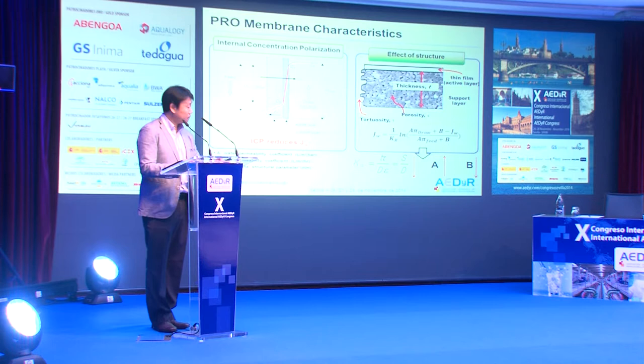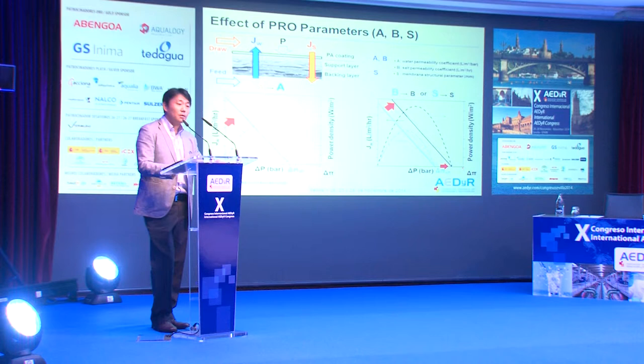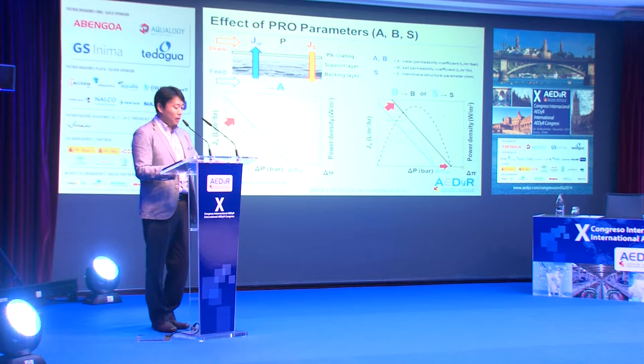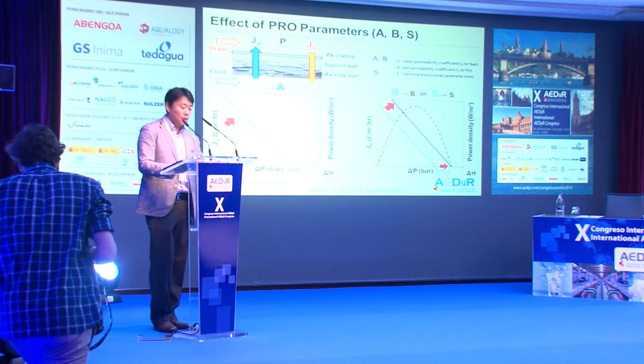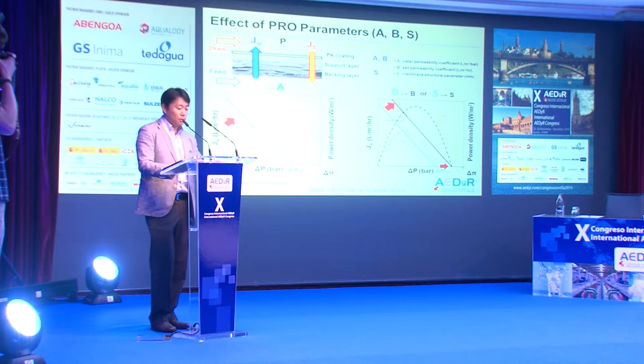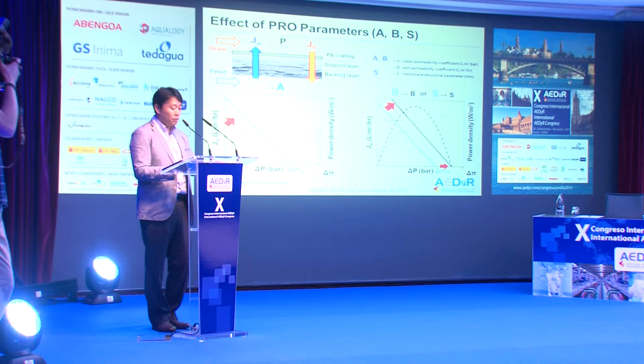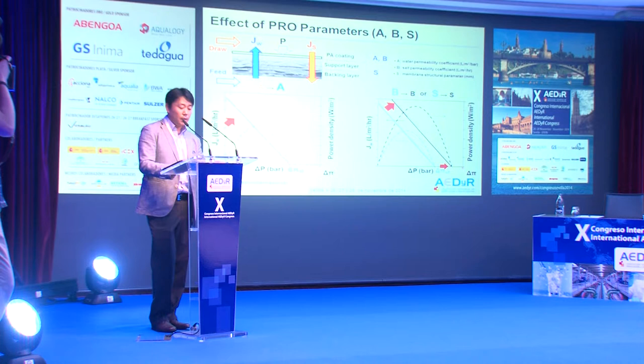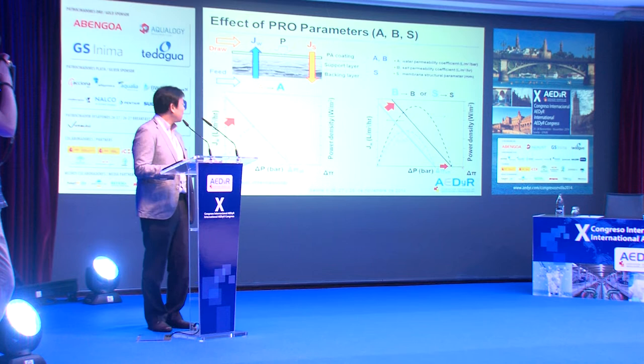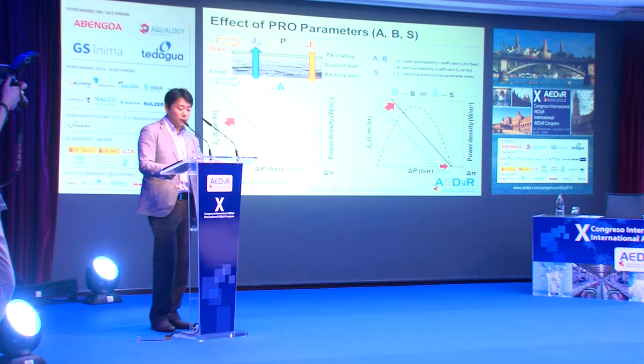This schematic shows the effect of A, B, and S values on the performance of the PRO membrane. The polyamide coating layer determines the A and B values, and the support layer and backing layer determine the S value. It's possible to improve the power density through the improvement of the A value. I think that the optimization of B and S values is much more important, as they increase the overall effectiveness of osmotic pressure on the membrane.